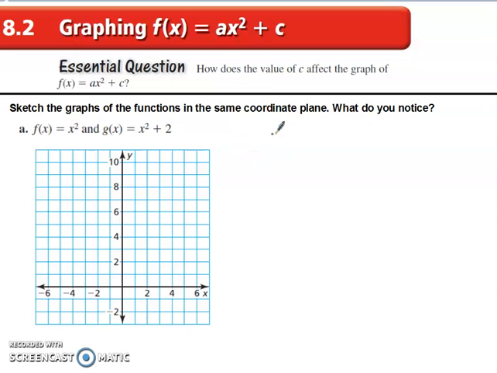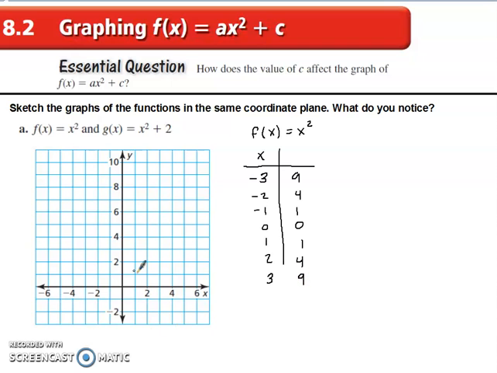What do we notice? I'm going to graph f of x equals x squared in black, and then I will graph my new function g of x in red so that we can easily tell the difference between the two. So creating a table, I'm going to start at -3 and then -2, -1, 0, 1, 2. -3 squared is 9, -2 squared is 4, -1 squared is 1, 0 squared is 0, 1 squared is 1, 2 squared is 4, and I'll also do 3, 3 squared is 9.